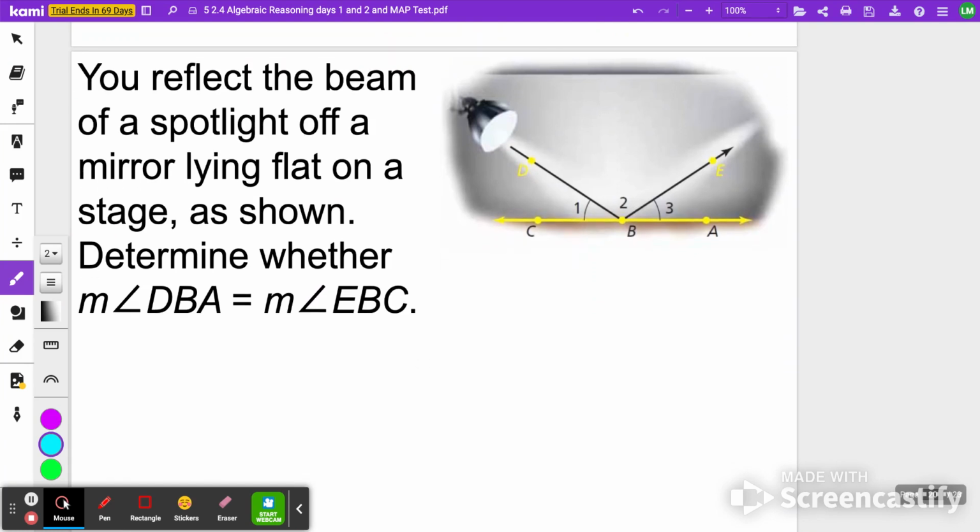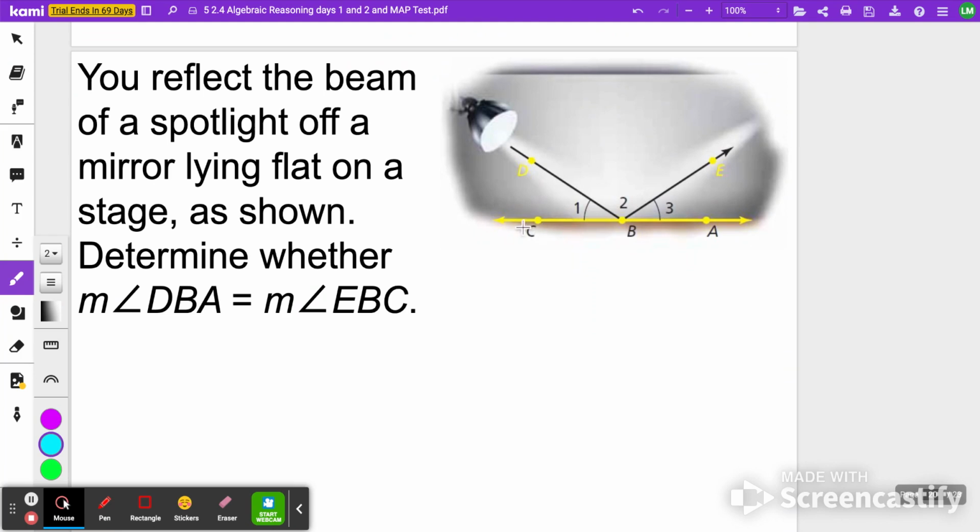You reflect the beam of a spotlight off of a mirror lying flat on a stage as shown. Determine whether the measure of angle DBA is equal to the measure of angle EBC. So we want to just look for, are these showing the equivalence?